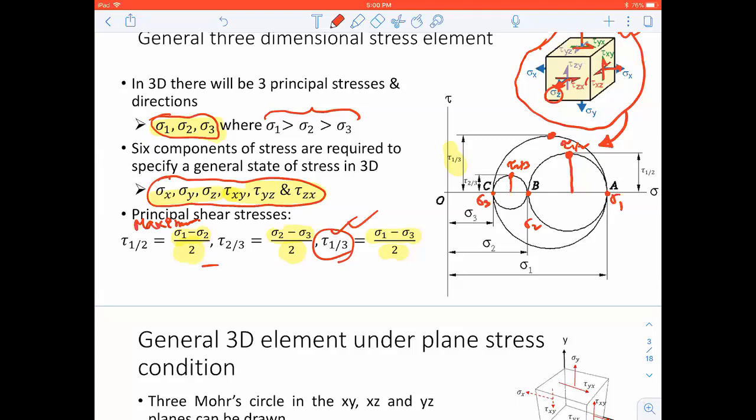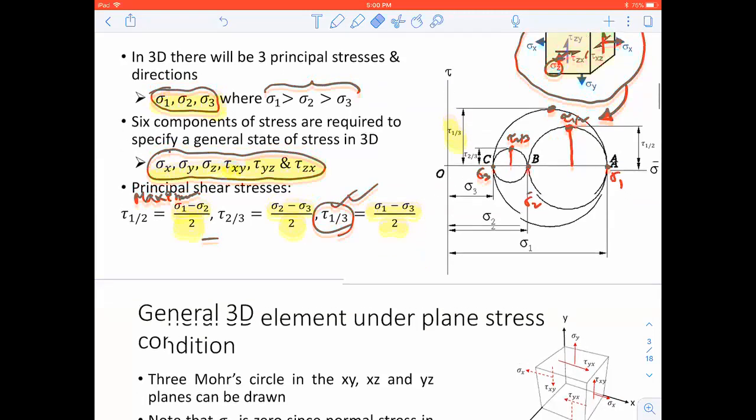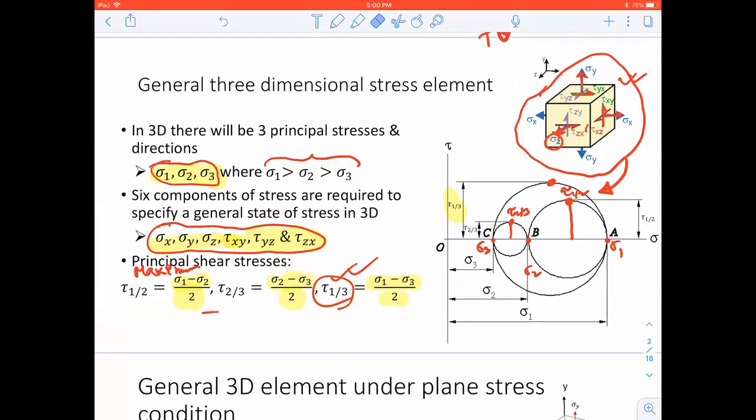Maximum in-plane shear stress is where you draw the Mohr circle with only sigma x, sigma y, and tau xy. That is called the maximum in-plane shear stress. That is only for the plane stress condition. Now, this is the most generalized condition.